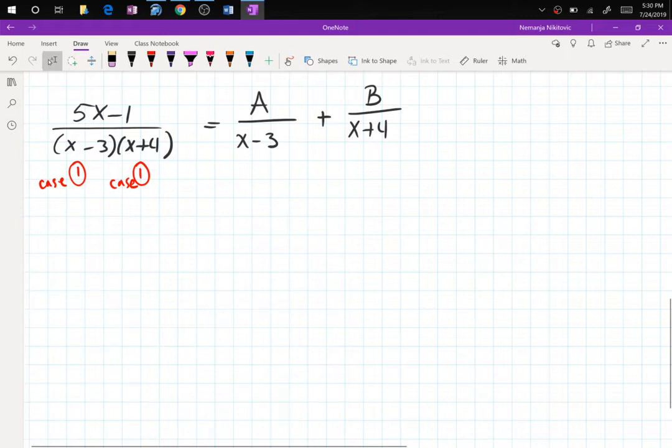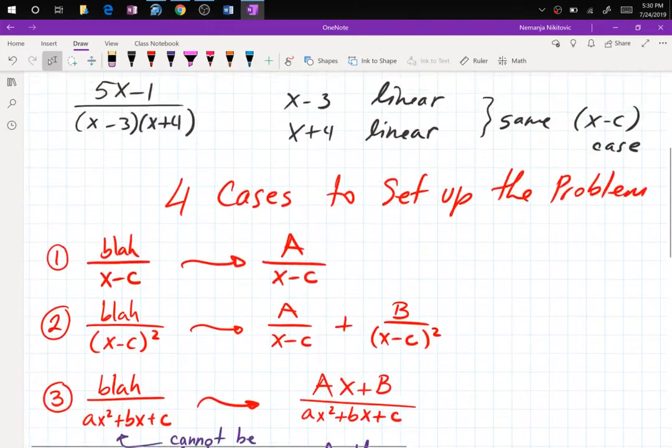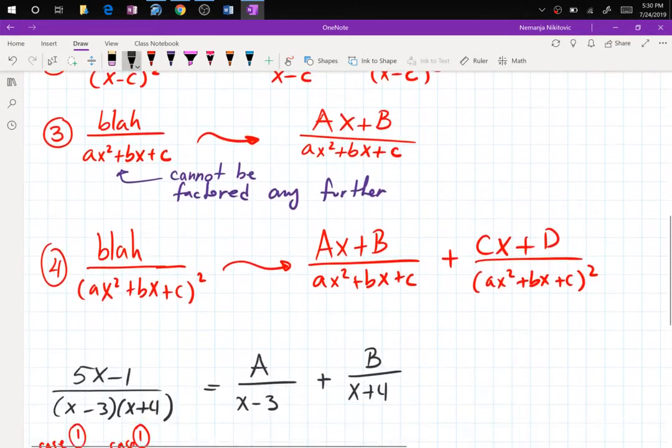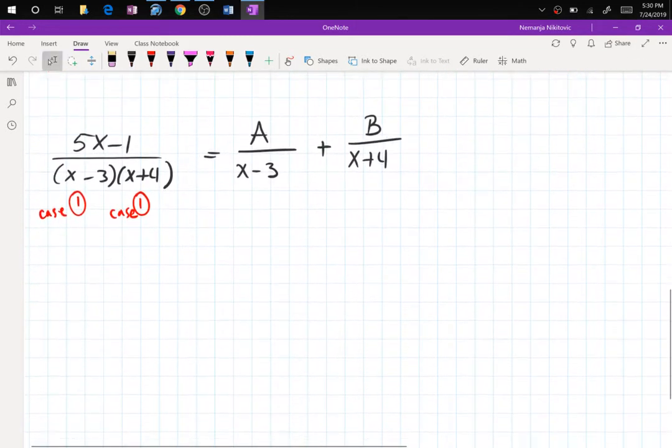I have an equation here, right? You see the equation, and all I need to do is to find the values for A and B. Now, we already know what those values are, 3 and 2, right? Here's your A, here's your B. We already know what those values are, but you know what? Let's calculate them. Let's see the method.